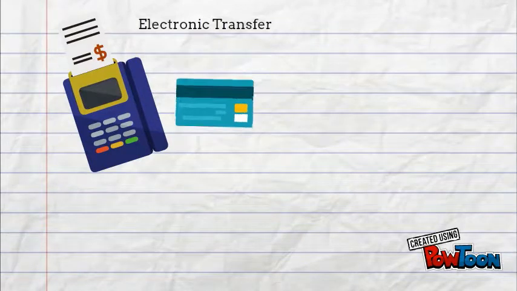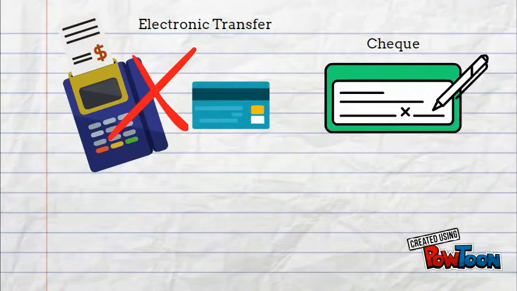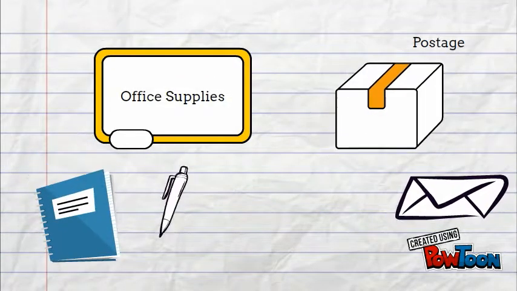There are many instances in a business setting where an electronic transfer or check is not suitable or accepted for payment of goods or services and instead cash is needed for a transaction. This may include purchasing office supplies or paying for postage.